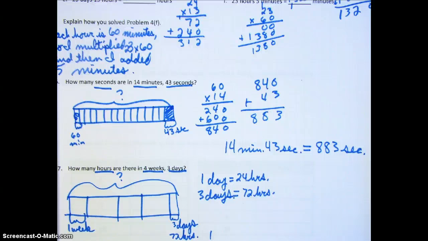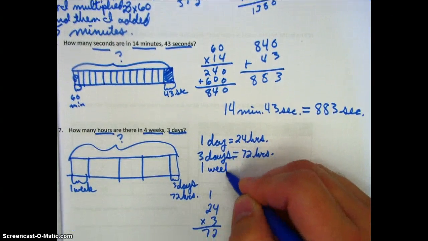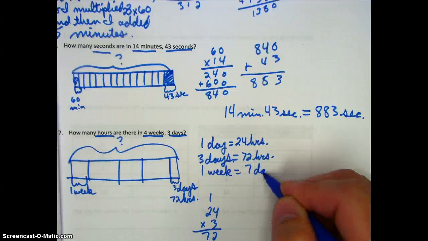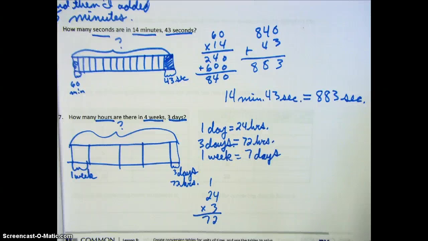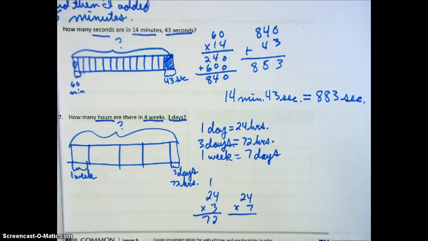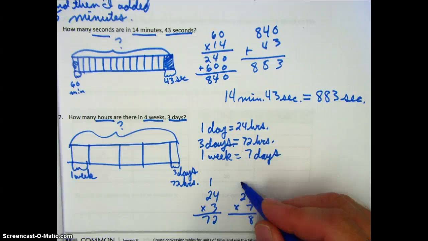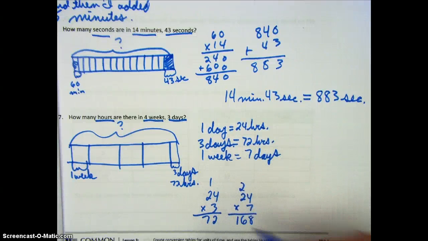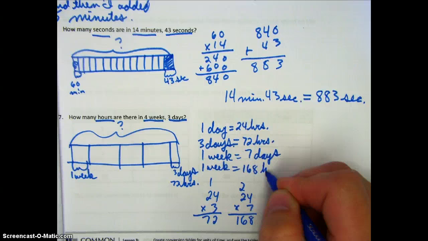Okay. Well, how do we get weeks into hours now? Well, we know that 1 week is 7 days. Okay. So now when we go to convert our hours, we're doing 24 hours times 7 days. Okay. So we multiply that out. Okay. So now we know that 1 week equals 168 hours.